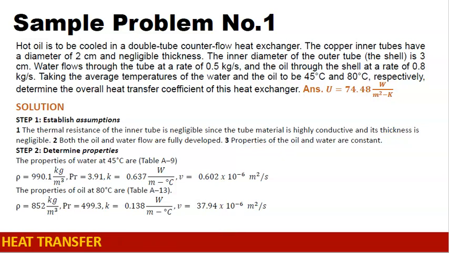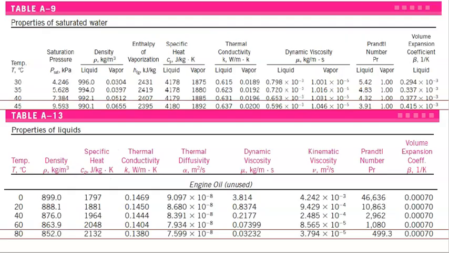For the properties of water at 45 degrees Celsius, we use table A9, so we will get the density, thermal conductivity, and viscosity. And for the properties of oil, we will evaluate at 80 degrees Celsius, table A13. These are the properties. So the tables are table A13 and table A9: saturated water, and then engine oil for the oil.